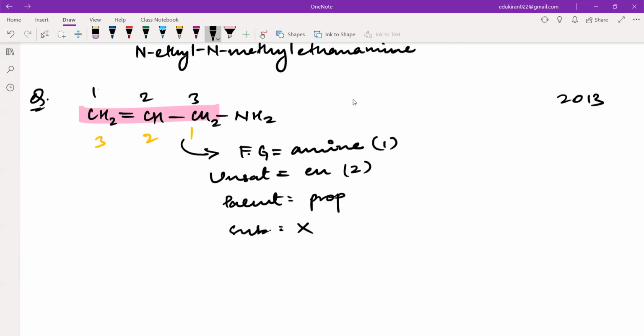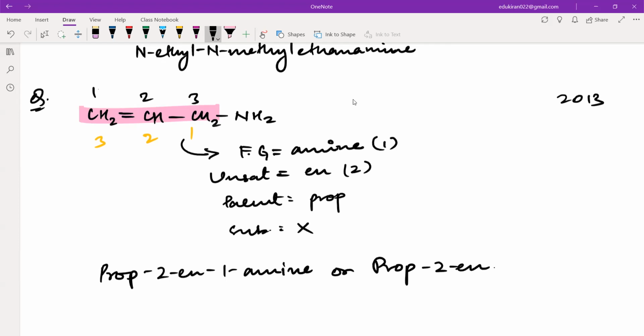So you see how easy it is. You have prop. After that, we'll write 2-en, right? And then we'll write 1-amine. Or you can also write prop-2-en-amine, right? So if you don't write any number for amine, it will be supposed that it is in the first position.